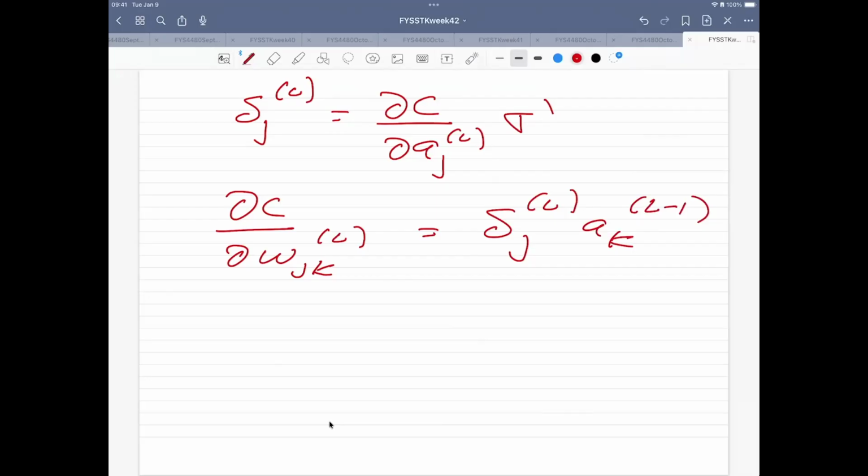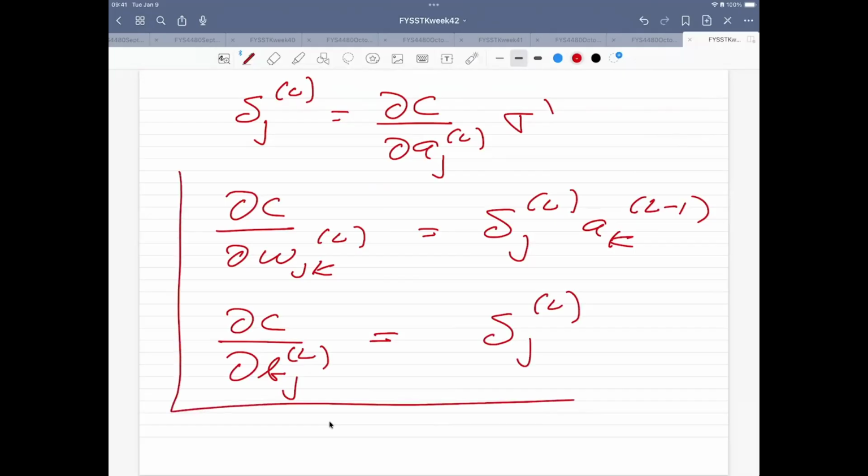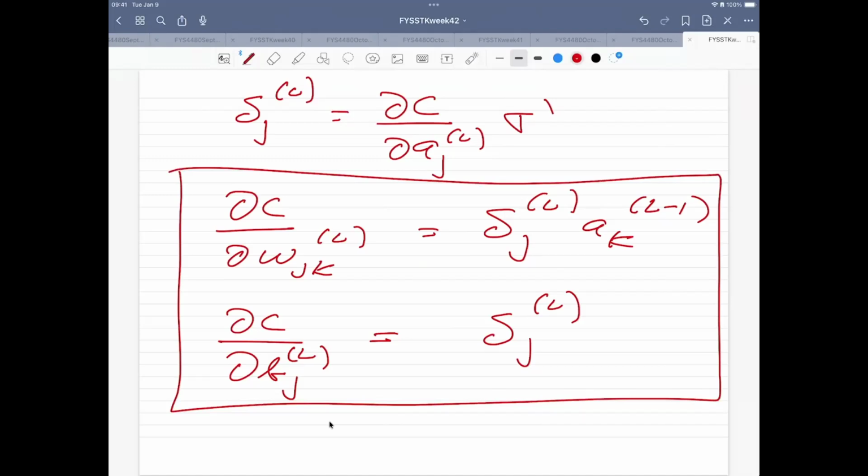And then the other thing which we found is that dC/db_j of the final layer, the bias on the final layer, is equal to delta_j of L. So these are the equations for the derivatives in the output layer. So we can frame them in, because that allows us to set up the gradients and then do the update of the parameters.